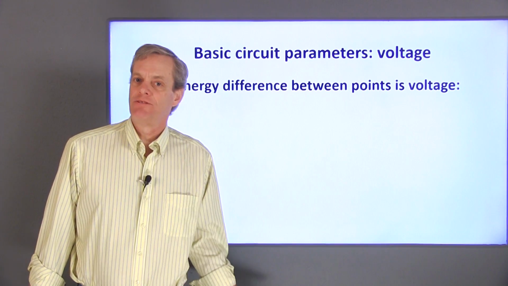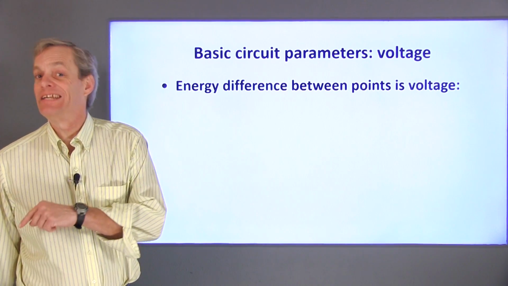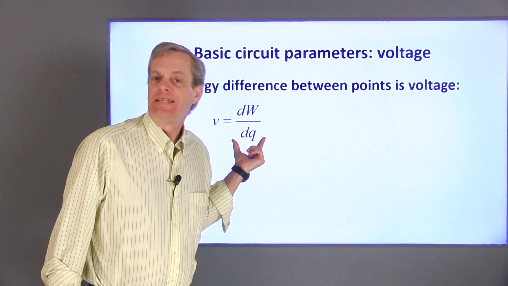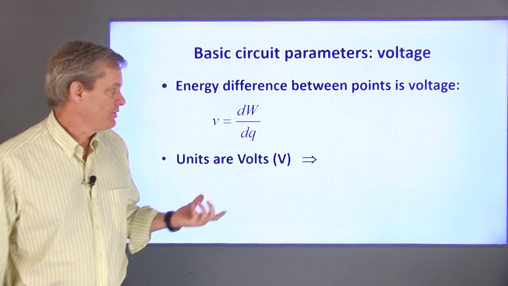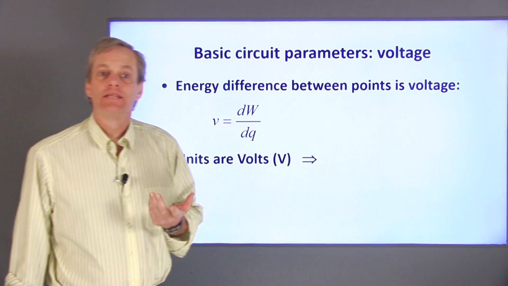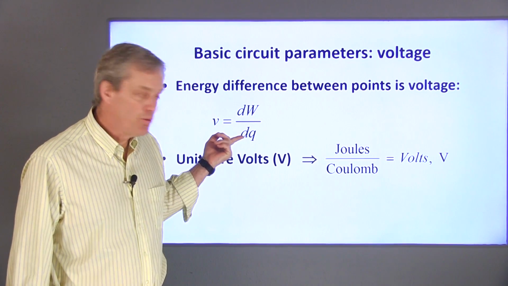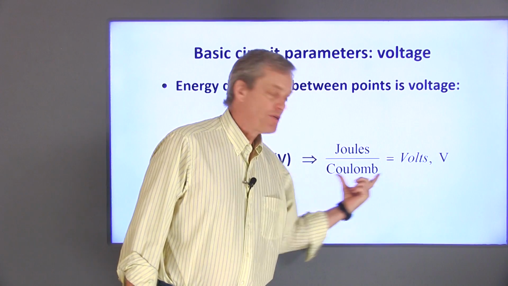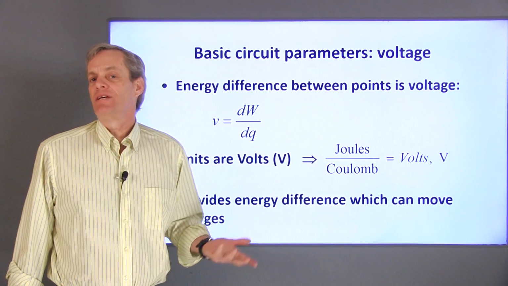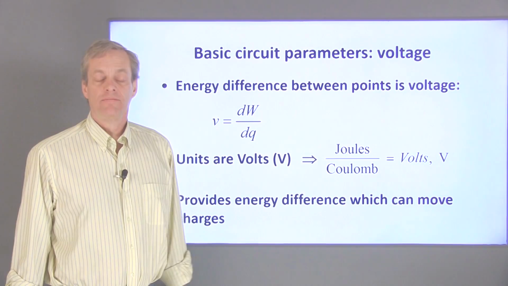Voltage is the energy level difference experienced by a charge when it's moved from one point to another in an electric field. Mathematically, it's dW by dQ. Units of voltage are volts, abbreviated as a capital V. Since the energy has units of joules and charge has units of coulombs, volts correspond to joules per coulomb. We care about voltage because it provides an energy difference that we can use to move charges around.